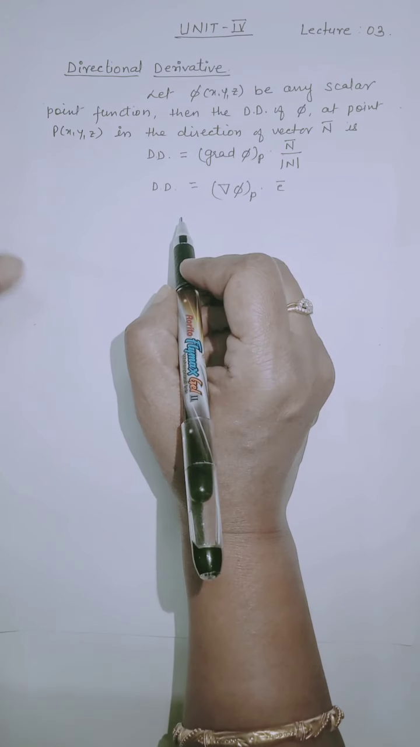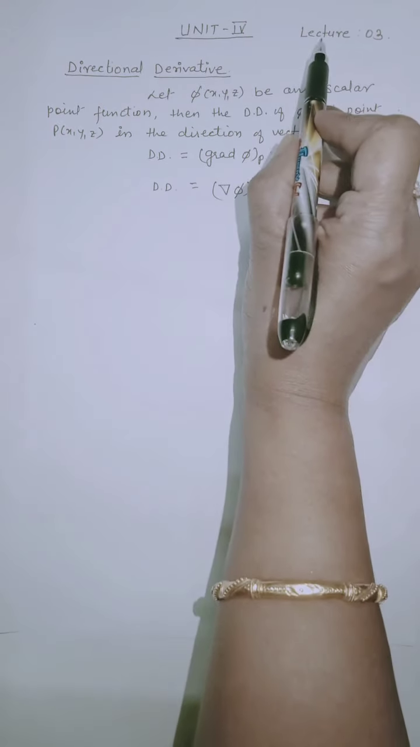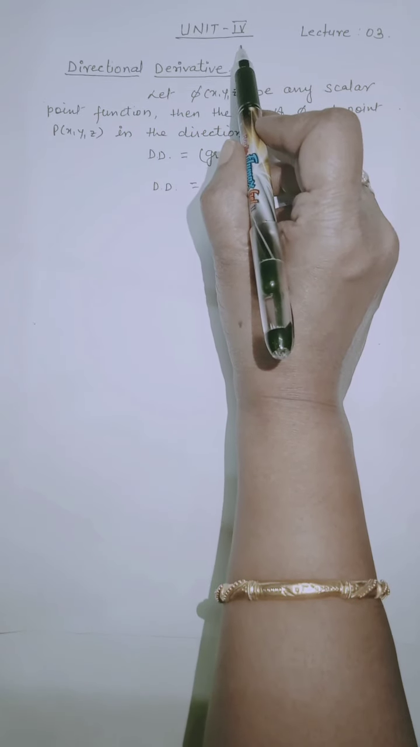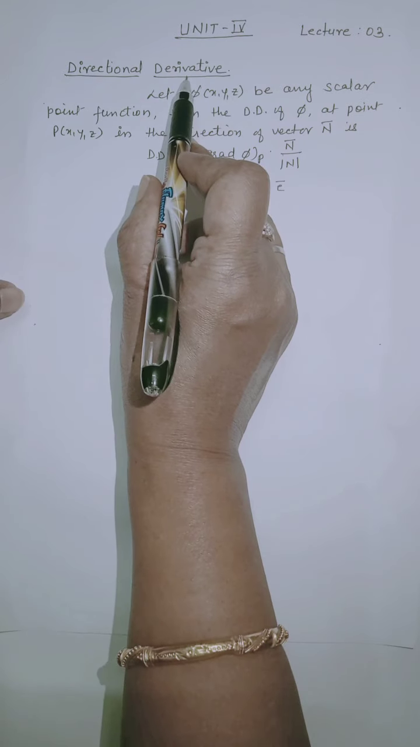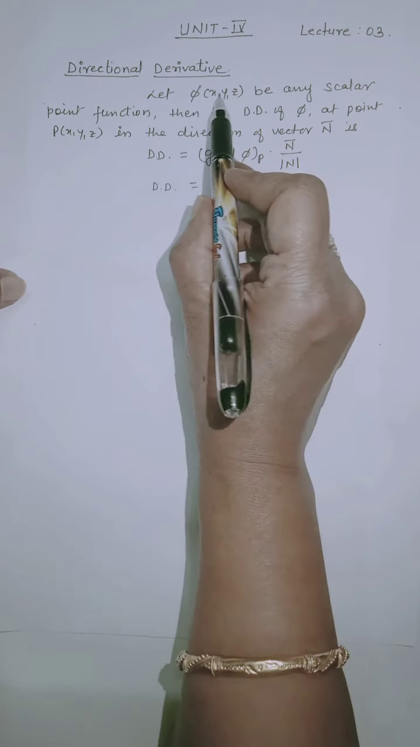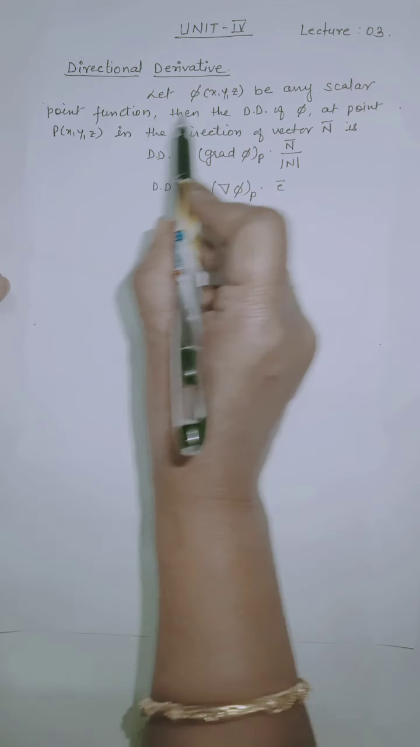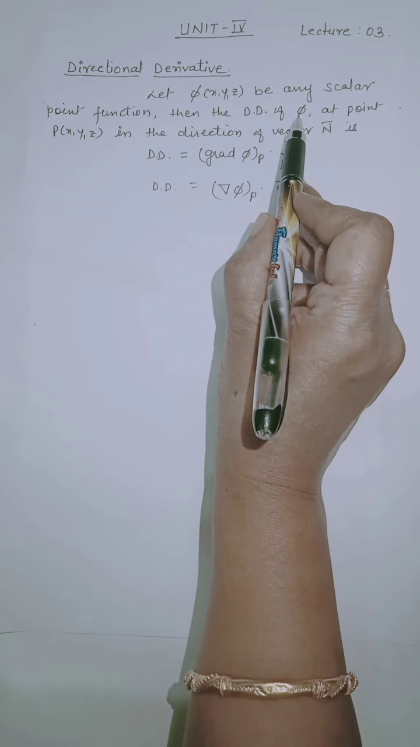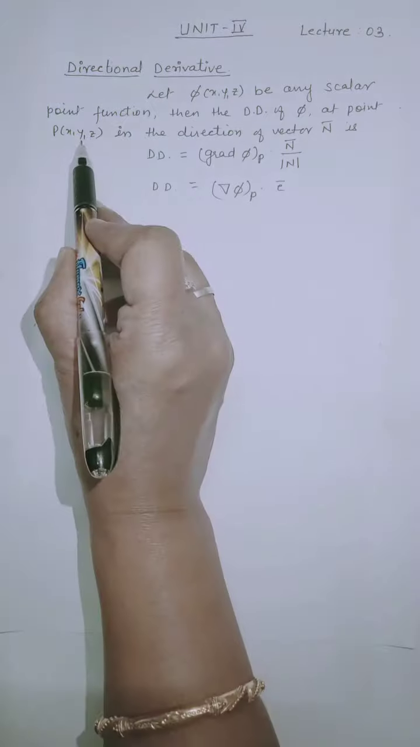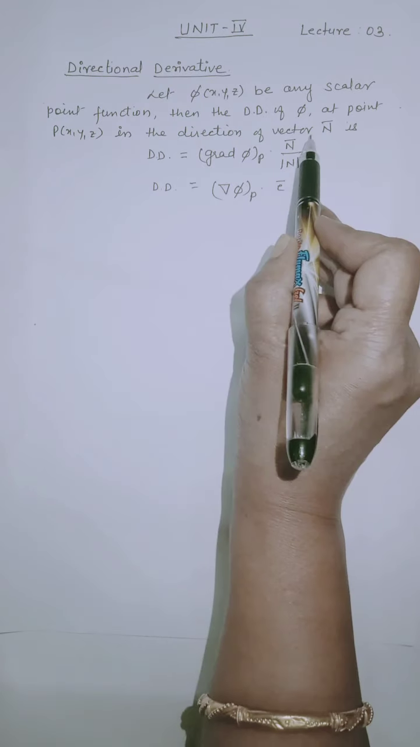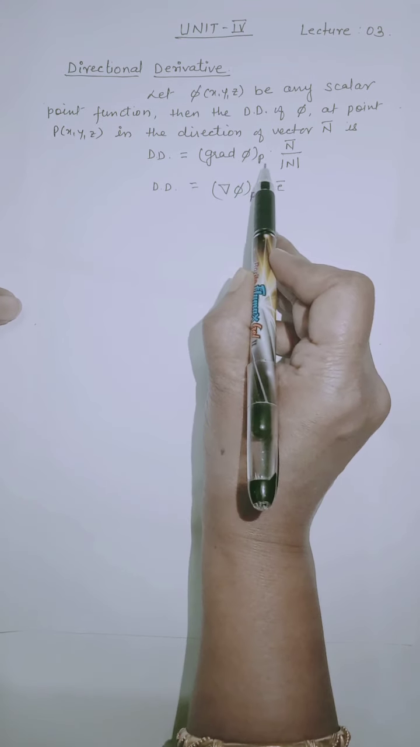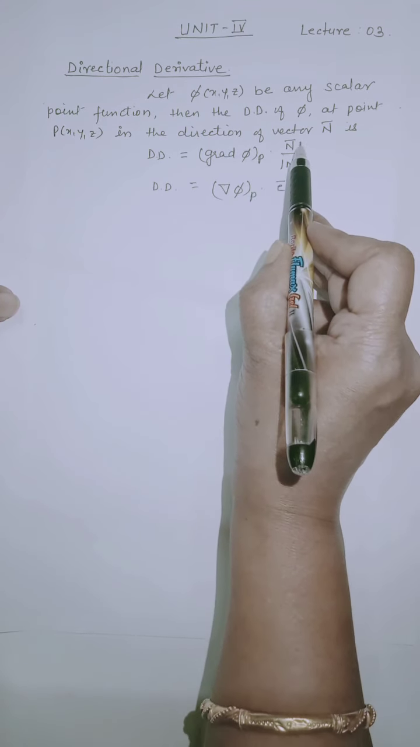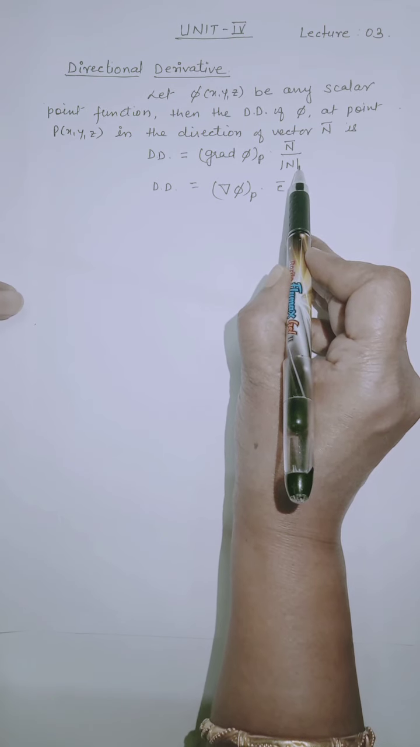Hello students, so let's start with our lecture 3 on unit 4, that is our topic for today is directional derivative. So let phi be any scalar point function, then the directional derivative of this phi at point P in the direction of a vector n is given by grad phi at point P dot unit vector along the vector given to you, that is vector n.